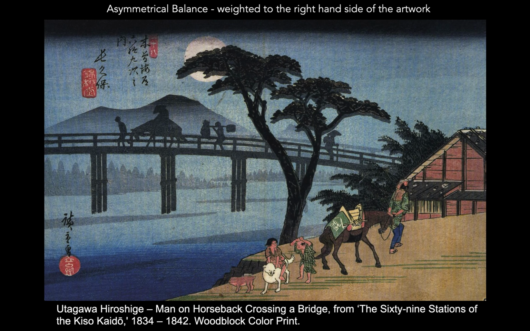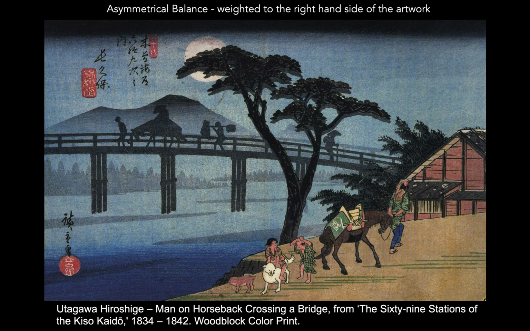I want you to look at the bridge in the middle ground with the people and the donkey or the horse with the person on it. Notice how the bridge and those people help balance the weight of the land in the bottom right-hand corner. Now, what we call that is a counterweight.